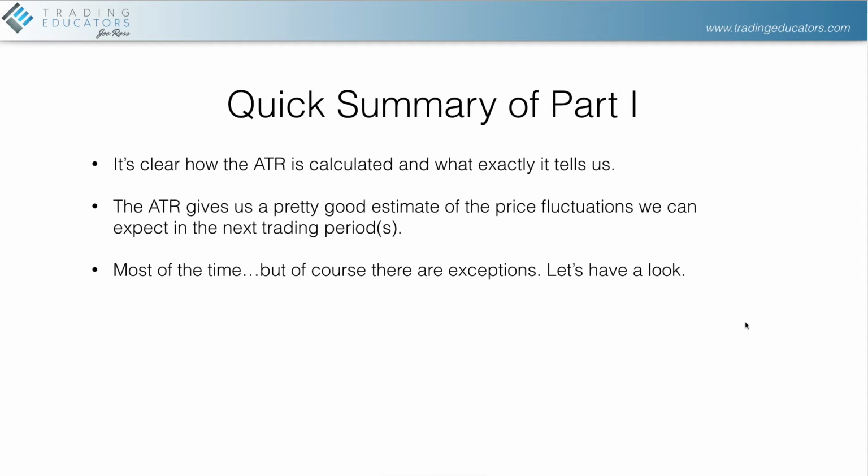Let's do a quick summary of part 1. I clearly explained how the average true range is calculated and what exactly it tells us. Now the conclusion regarding the average true range is that it's an indicator that gives us a pretty good estimate of the price fluctuations we can expect in the next trading period or next trading periods, most of the time, but of course there are exceptions to this, and I want to have a quick look at a price chart to show you what I mean.